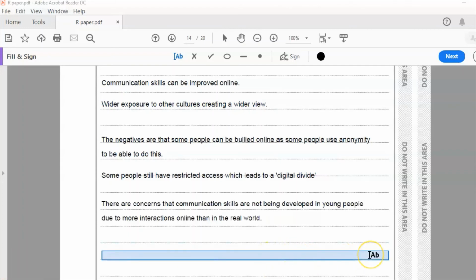You've also got the flip side of the communication skills being improved. There are concerns that communication skills are not being developed. Young people, due to more interactions being online than in the real world, so not getting out as much and interacting with other people, they're doing it more online, which is limiting their communication skills, particularly non-verbal communication skills.